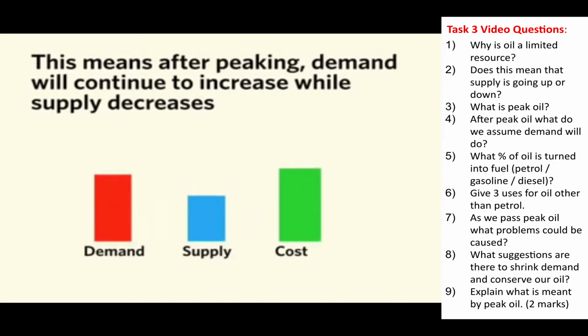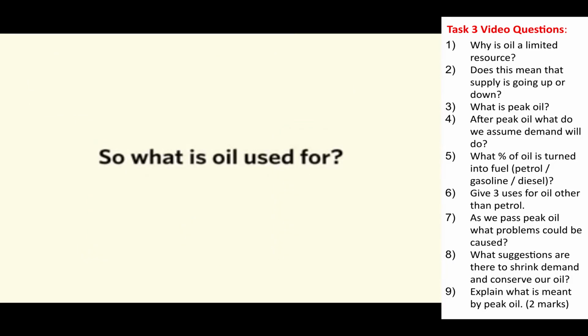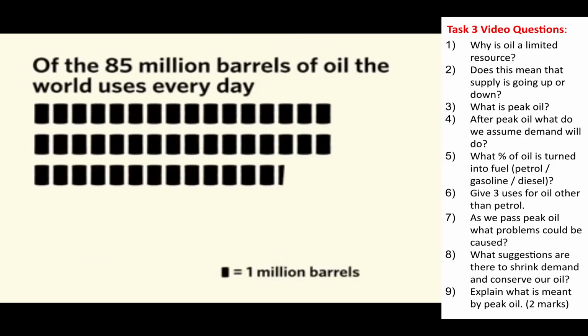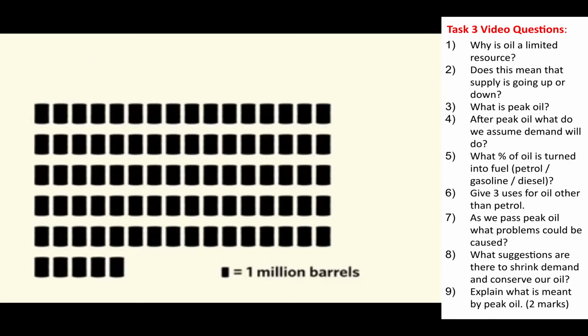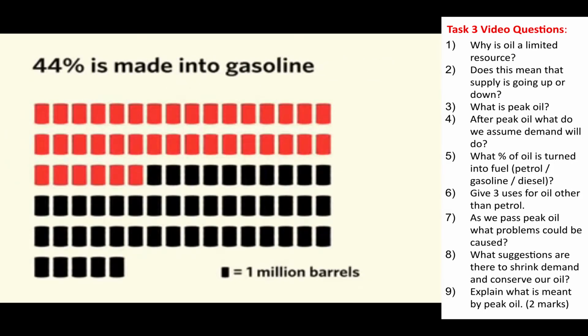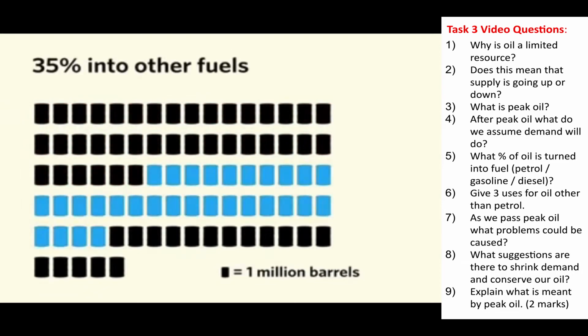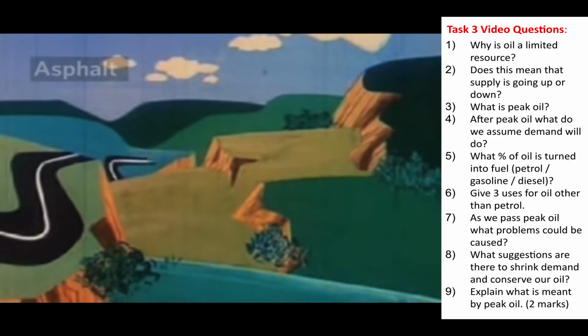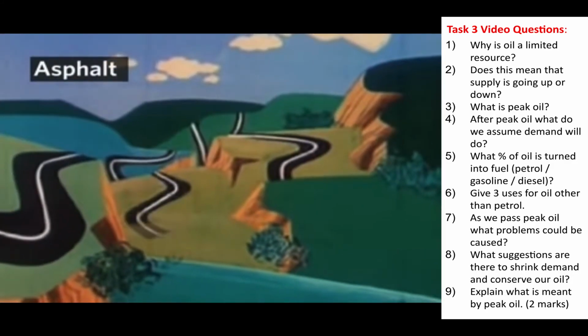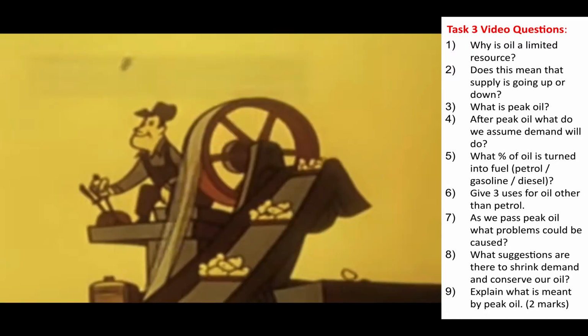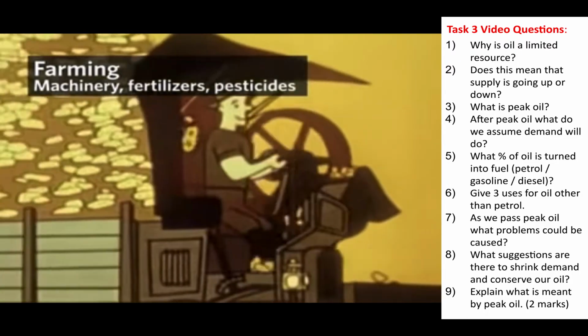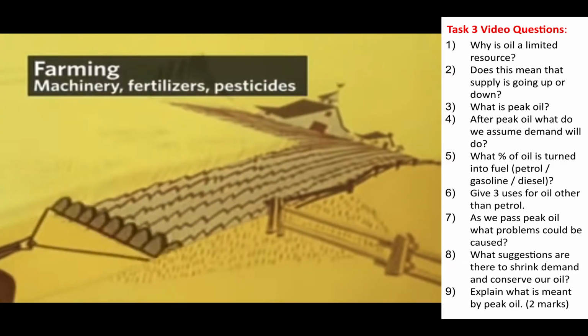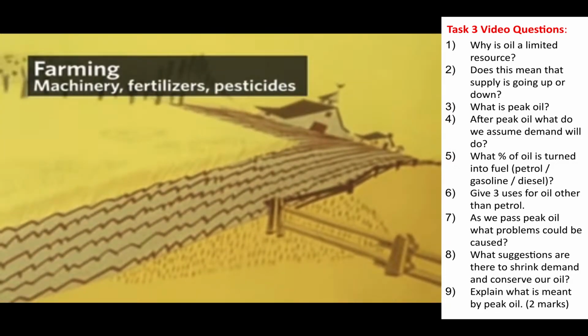That means that after we get the peak, the demand will continue to go up for oil. The majority of the oil that we use is turned into petrol. So we extract huge amounts of oil and 44% of it is made into gasoline or petrol. The rest of it is turned either into other fuels or into other products. And there are actually a surprising number of products. We use it to tarmac our roads. We use oil to produce farm chemicals, particularly fertilizers and pesticides, or machinery as well.